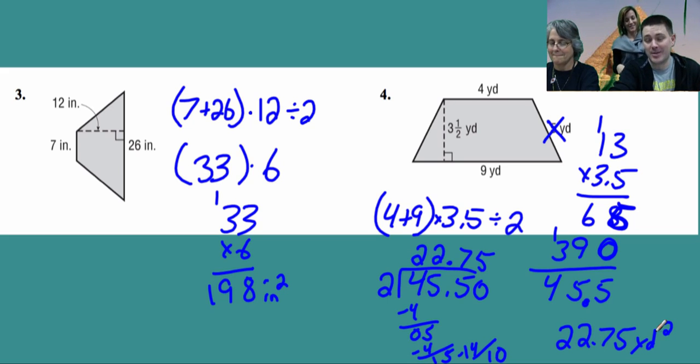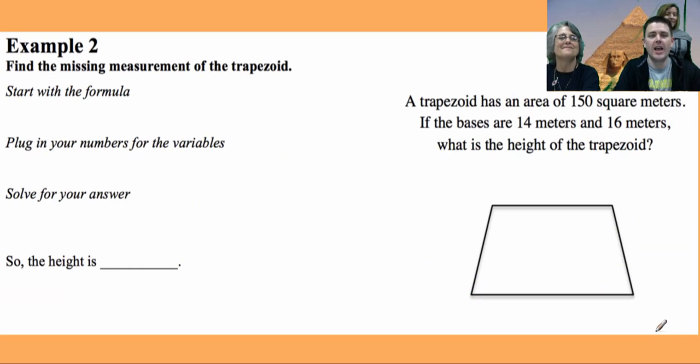Good thing Mrs. King wasn't helping us on this problem. So, what can you say? All right, Mrs. King, talk us through this last one.